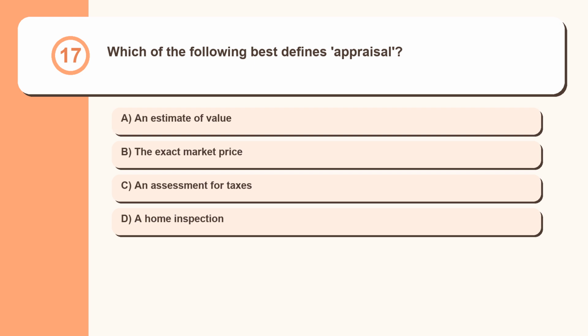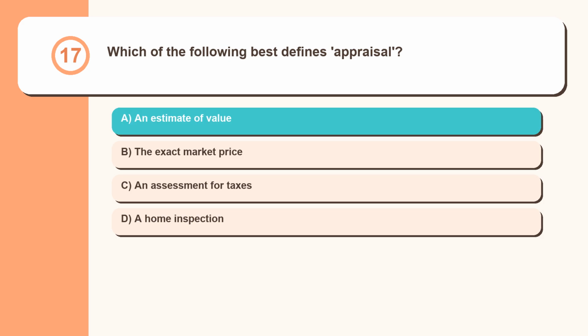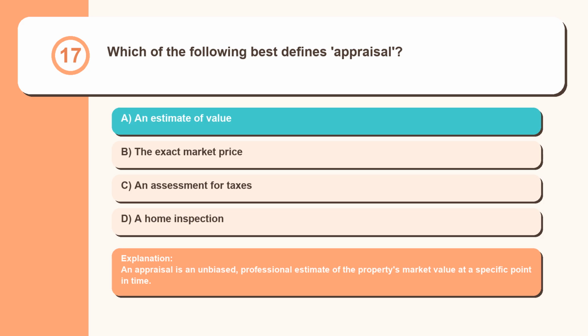Question 17. Which of the following best defines appraisal? An estimate of value, the exact market price, an assessment for taxes, a home inspection. An appraisal is an unbiased, professional estimate of the property's market value at a specific point in time.